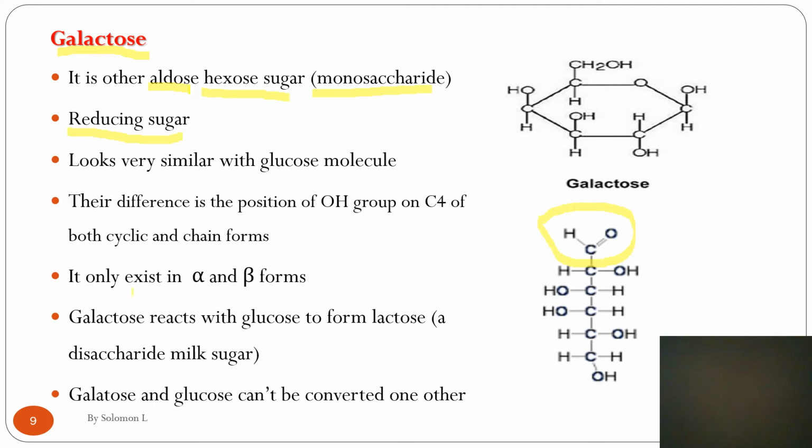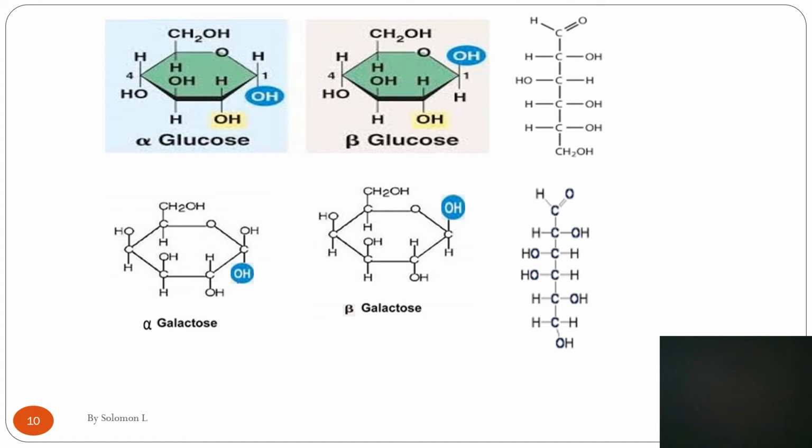Galactose can exist in the alpha form or beta form. Galactose can react with glucose to form a disaccharide known as lactose. Lactose is a disaccharide found in milk. However, galactose and glucose cannot be converted to one another, even though they have some difference. It is difficult to convert galactose to glucose or glucose to galactose.